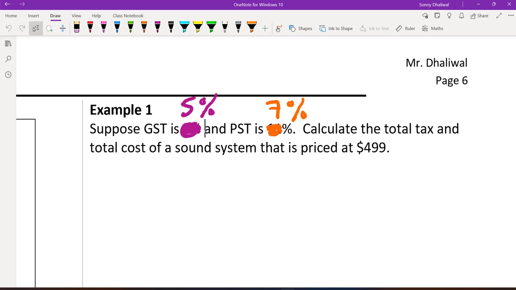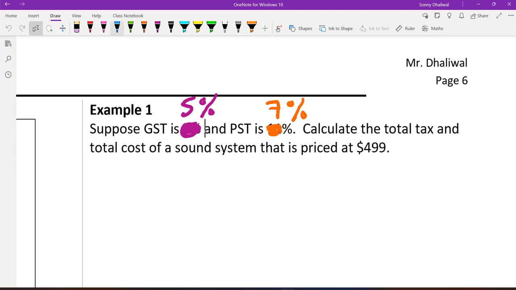Okay. So suppose you go out and buy a sound system for $500, $499. How much do you actually pay at the till? Right? You have the cost of your item, then you also have to pay taxes on top of that. So you're going to pay 5% to the federal government for GST, and you're going to pay 7% to the provincial government for PST. We have to figure out what that amount is.